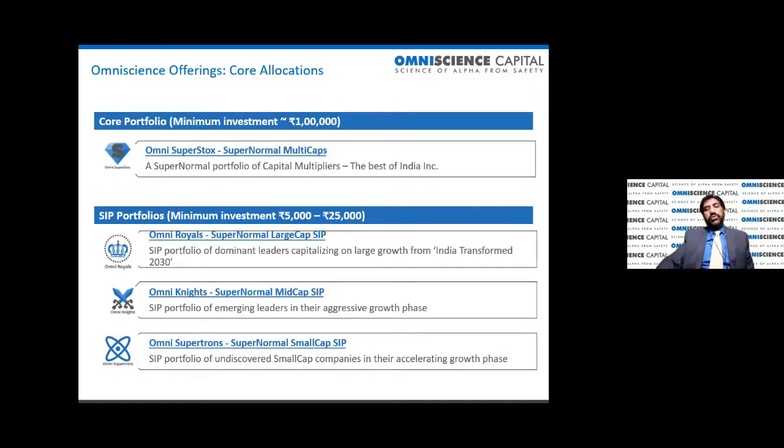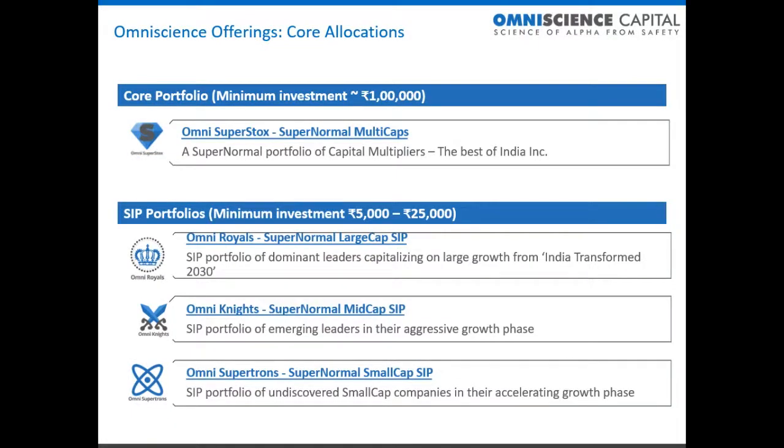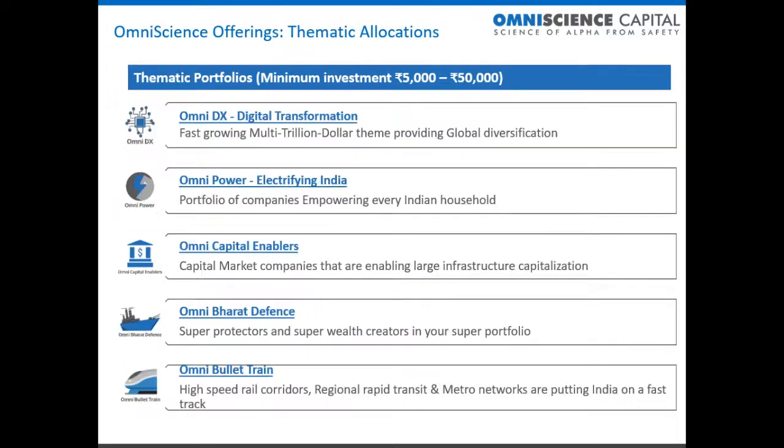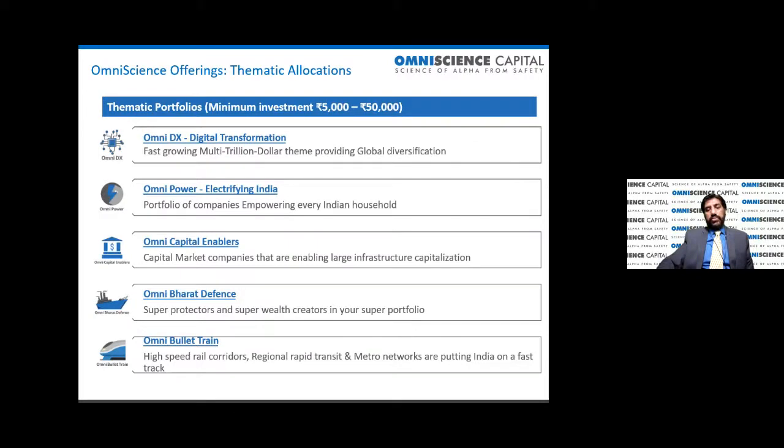So the OmniScience core allocations, as I mentioned, the OmniScience Supernormal Multi-Cap, or in new terminology, we can even call it Flexi Cap. These are, according to us, the best 25 stocks based on our analysis. Then I already mentioned Omni Royals, Omni Knights, and Omni Supertrons. Thematic portfolios I have already introduced to you, so I'll not go over them again.